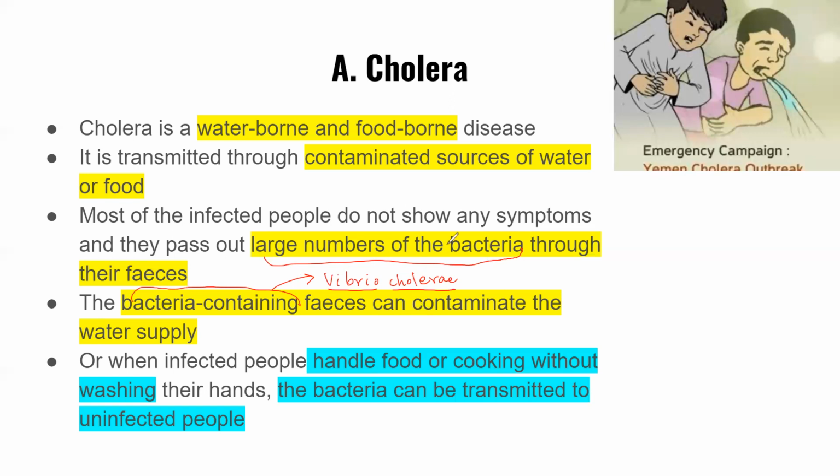What are cholera symptoms? Vomiting, severe loose motion, and passing of loose motion in the form of diarrhea. Diarrhea, vomiting, dehydration. Dehydration means the body starts losing large volumes of water at the same time.